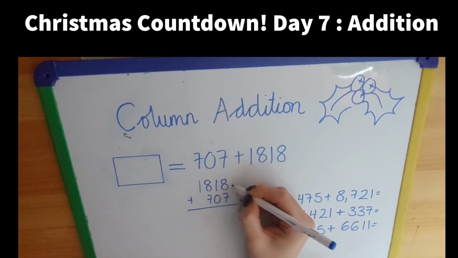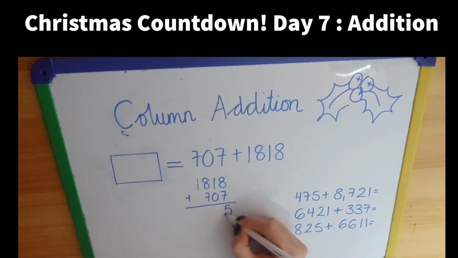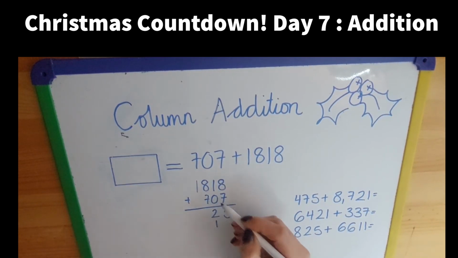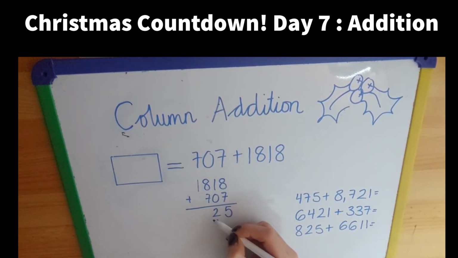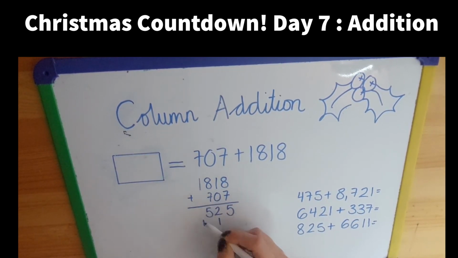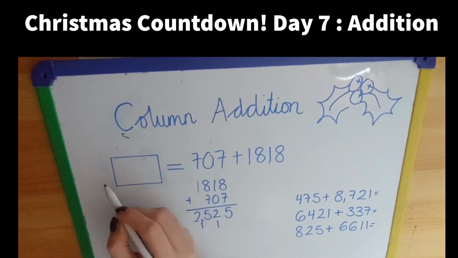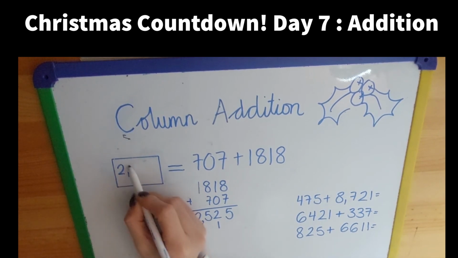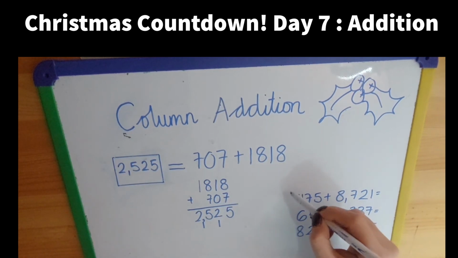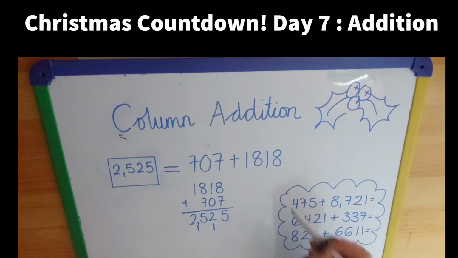So I'm going to start on the right. So 8 add 7 gives me 15. So I put down my 5 and I carry my 1. 1 add 0 and 1 is going to be 2. 8 add 7 again is going to be 15. 1 add 1 is going to be 2. And I need to remember to put my comma in to show that's thousands. So my answer would be 2,525.